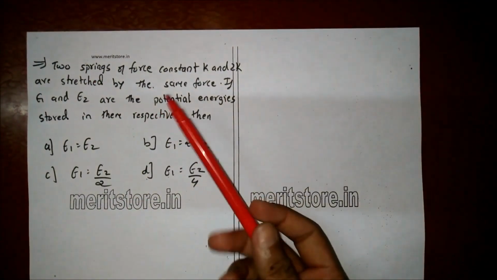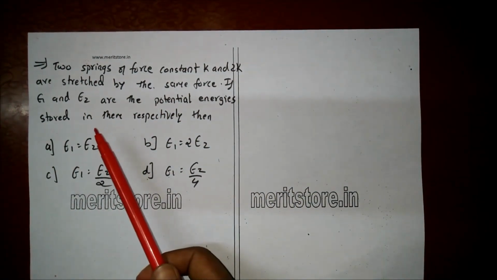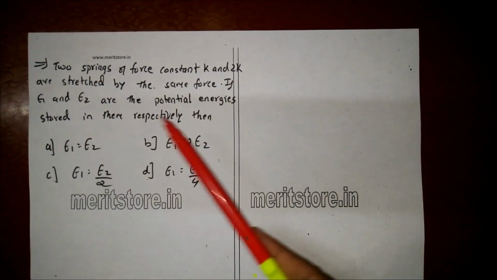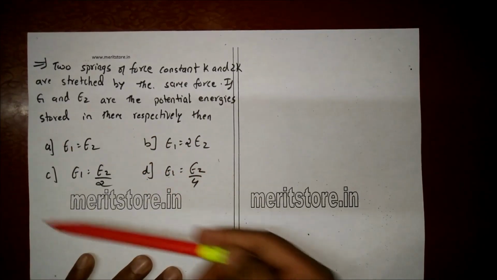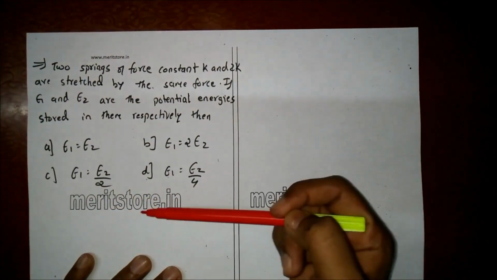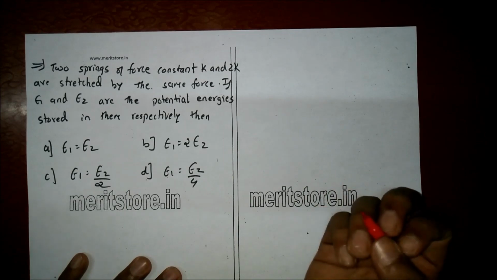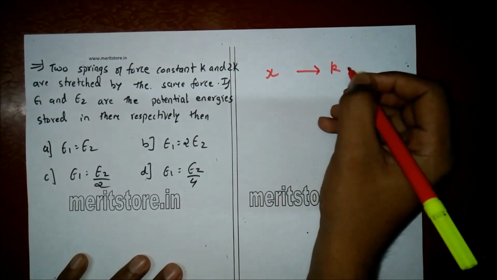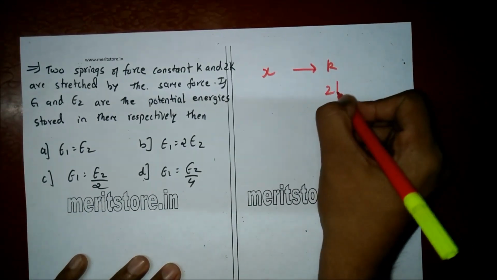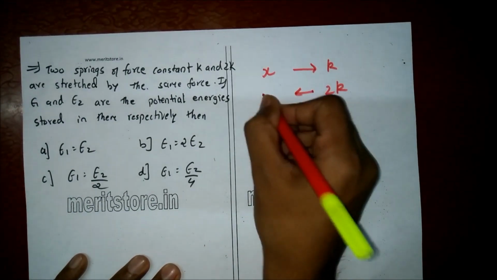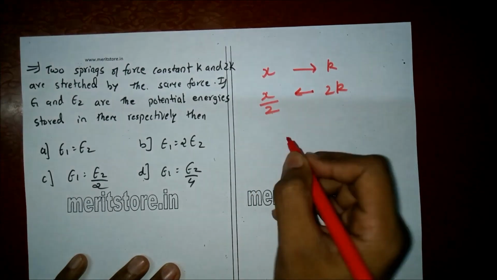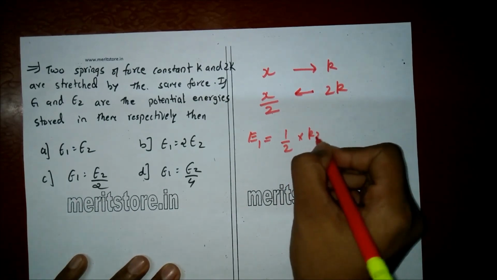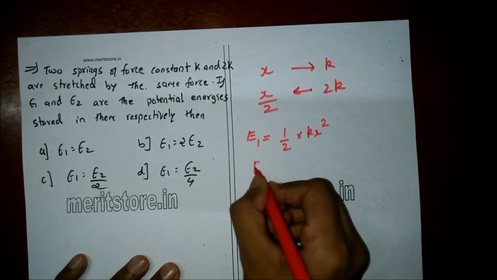Two springs of force constant K and 2K are stretched by the same force. If E1 and E2 are the potential energy stored in them respectively, then which one should be the correct relationship? Now, if X is the extension for the force constant K, then for the spring constant 2K, the extension will be X by 2.